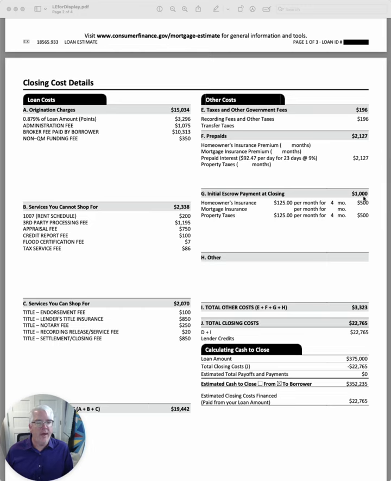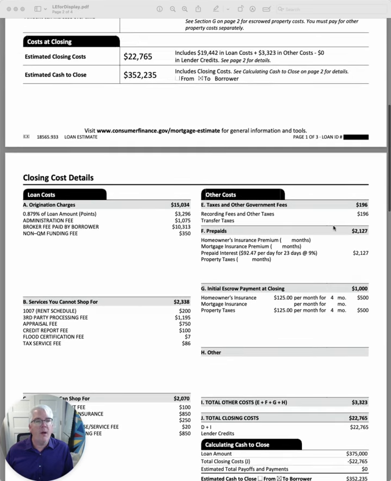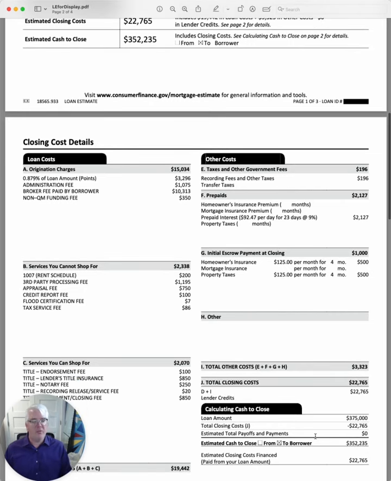So if you add these three together, you get that $33.23. If you go back up here, you see $33.23. Add it to the $442, gets you that $22,765. Most of these documents loop back and forth amongst each other, but they should all match. All the math should always match out.